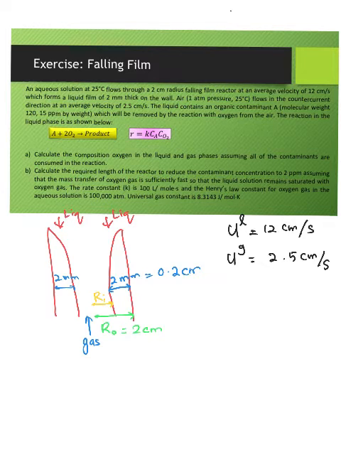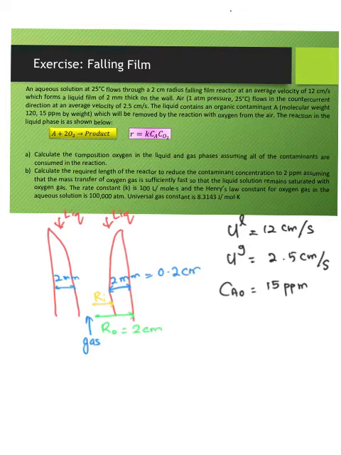The liquid contains an organic contaminant A with molecular weight of 120, the unit of molecular weight being gram per mole, and the initial concentration of A is 15 ppm. So Ca0 equal to 15 ppm. Then you need to change the unit to mole per volume. It will be removed by the reaction with oxygen from the air. The reaction in the liquid phase is A plus 2 oxygen, producing the product, and the rate of reaction is R equal to k Ca CO2.